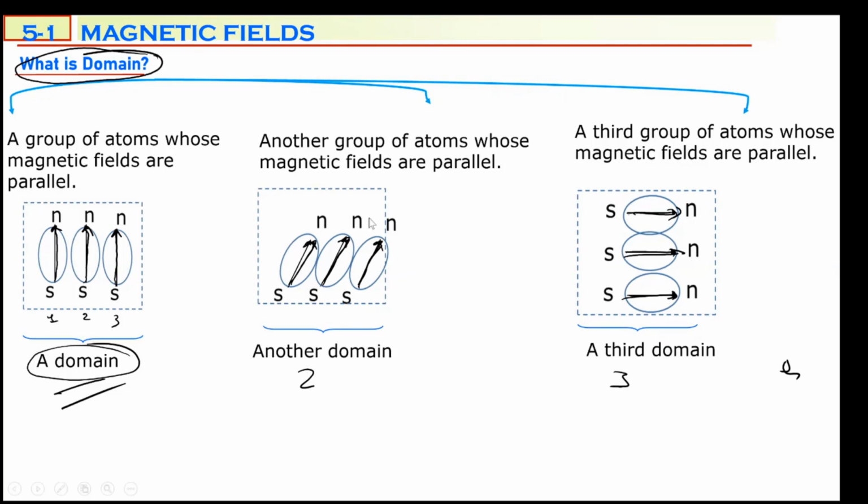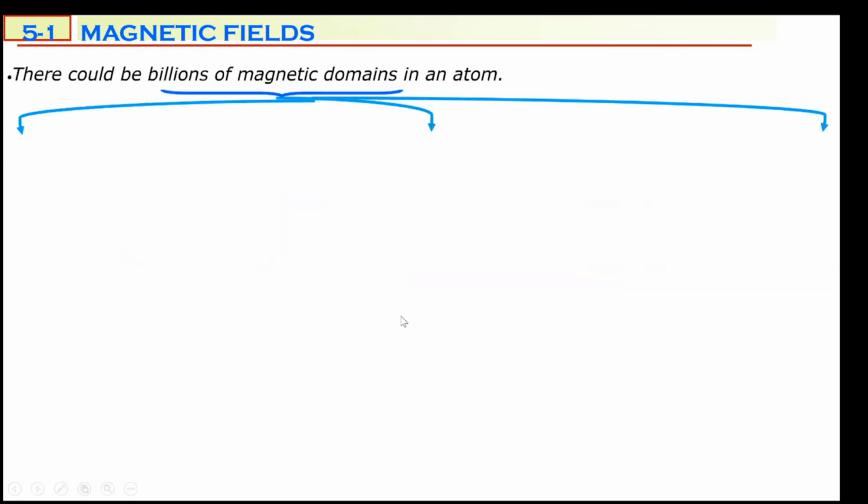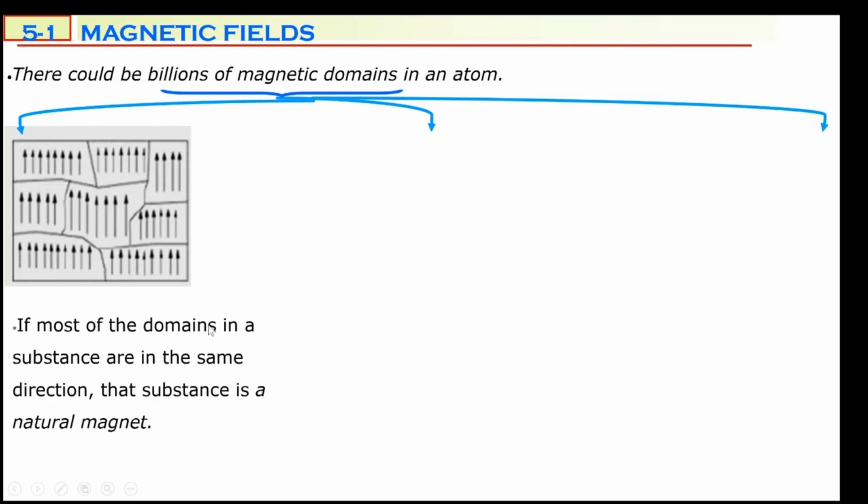So inside a material, there are also billions of domains. These domains determine everything. Now, another model I will show you. Here, each part represents a domain. This is one domain. As you see, the magnetic fields are in the same direction. A second domain, third domain, fourth domain. As you see, these domains are all in the same direction. The magnetic fields of these domains are in the same direction.